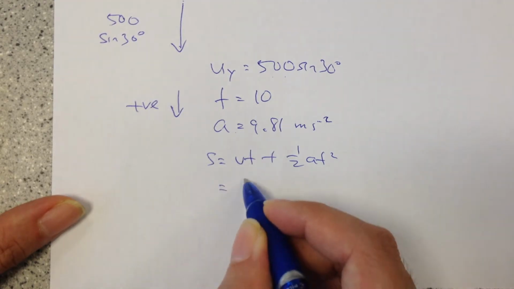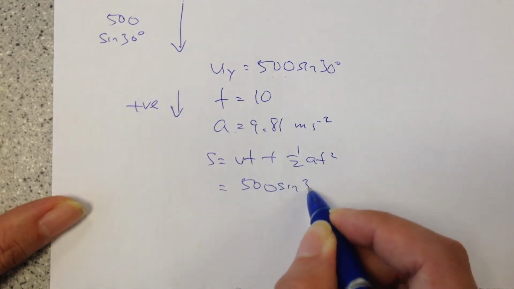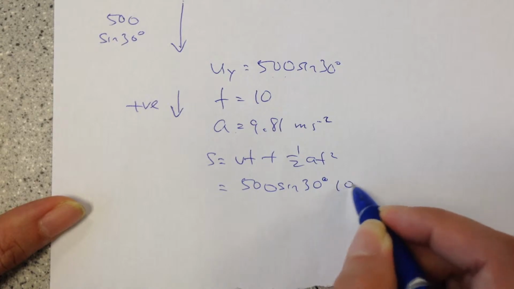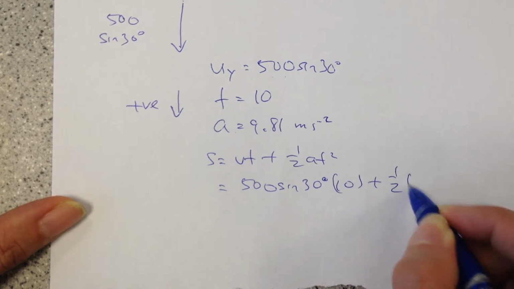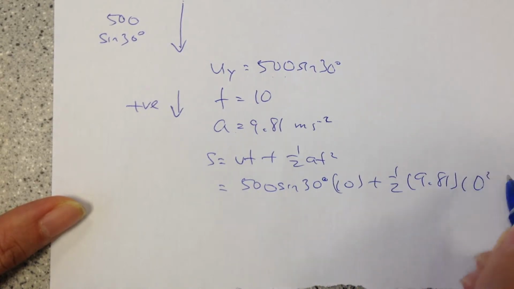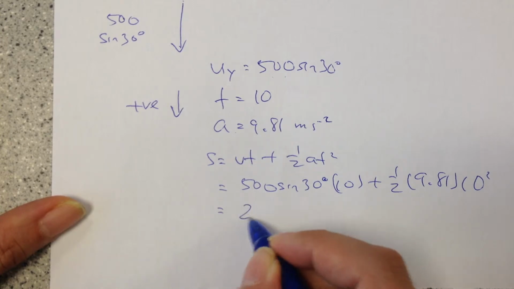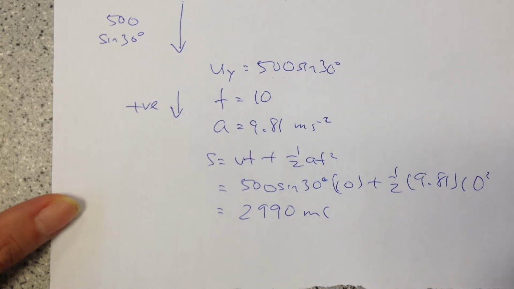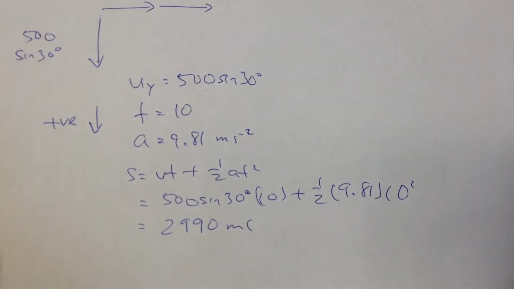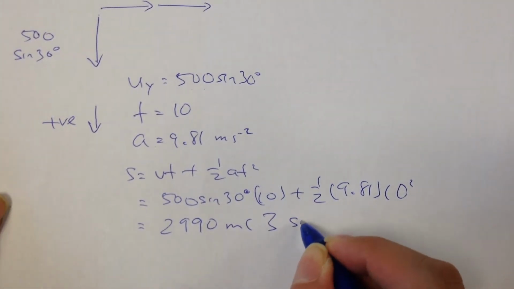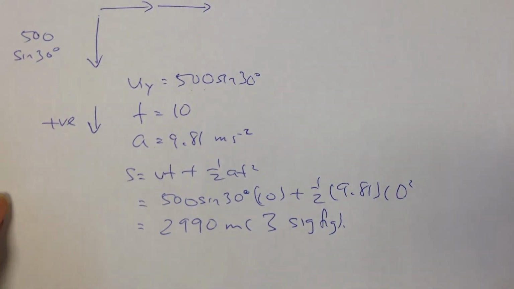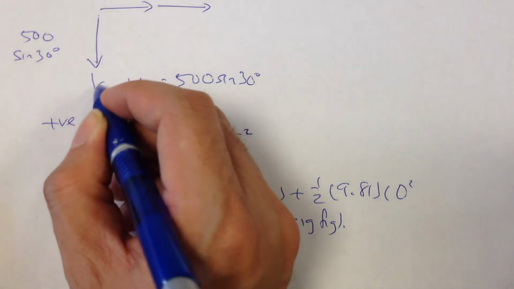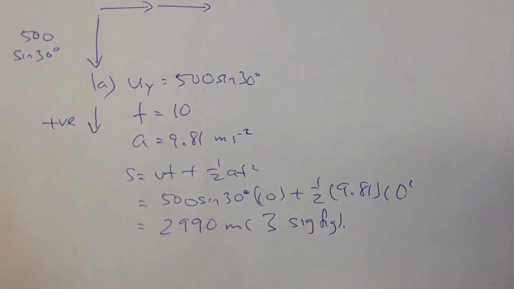Sub in the values: 500 sine 30 degrees multiplied by 10, plus half times 9.81 times 10 squared, you will get 2990 meters in 3 significant figures for your answer. Okay, and that's 1A. In 1B, he asks you how far ahead must the target be.